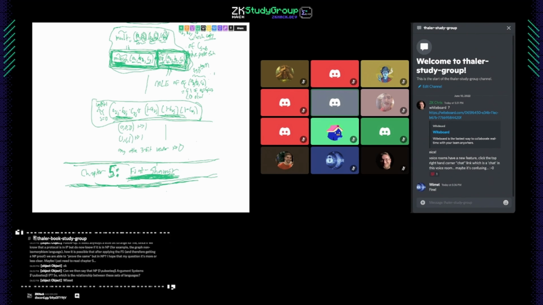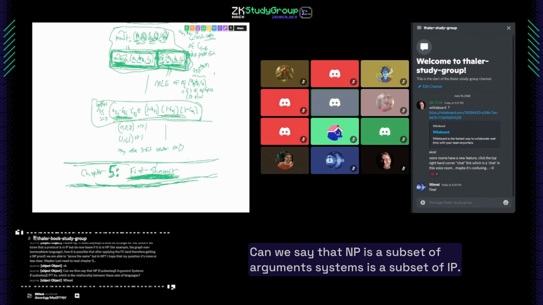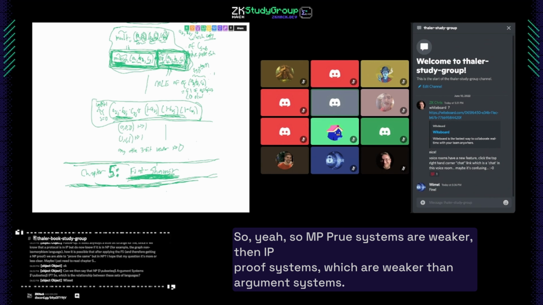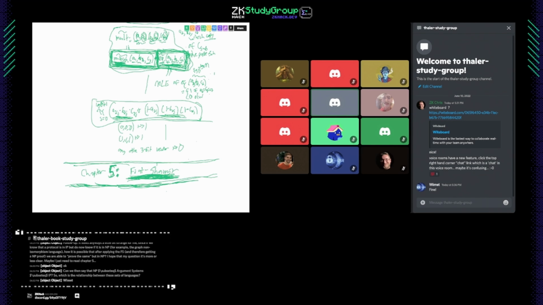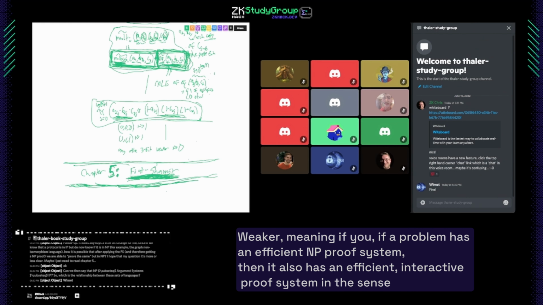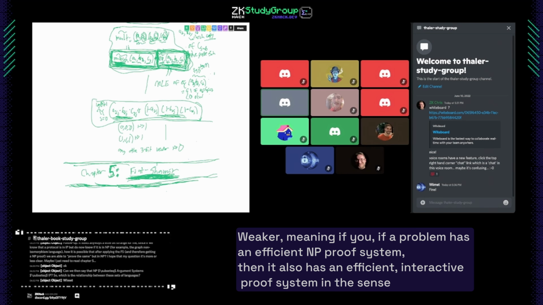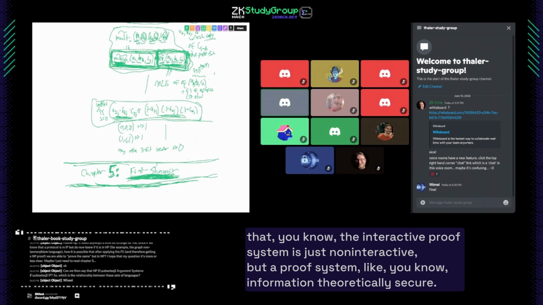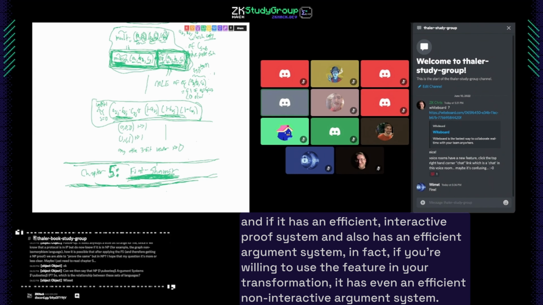Okay, so two questions in the chat. Can we say that NP is a subset of argument systems, is a subset of IP? So yes, NP proof systems are weaker than IP proof systems, which are weaker than argument systems. Weaker meaning if a problem has an efficient NP proof system, then it also has an efficient interactive proof system, in the sense that the NP proof system is just a non-interactive, information theoretically secure proof system. And if it has an efficient interactive proof system, it also has an efficient argument system. In fact, if you're willing to use the Fiat-Shamir transformation, it has even an efficient non-interactive argument system.